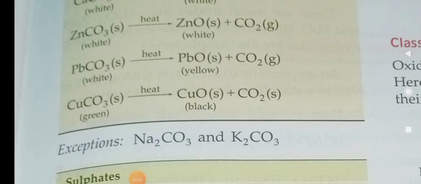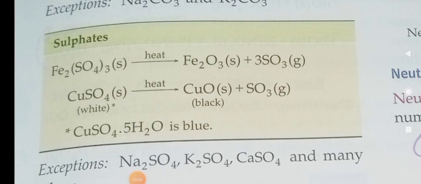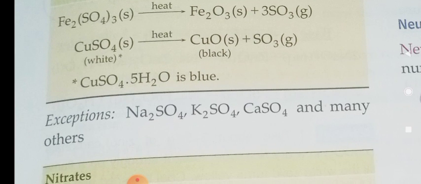Is it clear? What about the next one? Sulfates. Some sulfates also, when they decompose, form oxides. For example, ferrous sulfate, when heated, forms ferric oxide. Ferrous sulfate, when heated, forms ferrous oxide. And when copper sulfate is heated, copper oxide is formed. Do you understand? So the sulfates also decompose to give oxides.